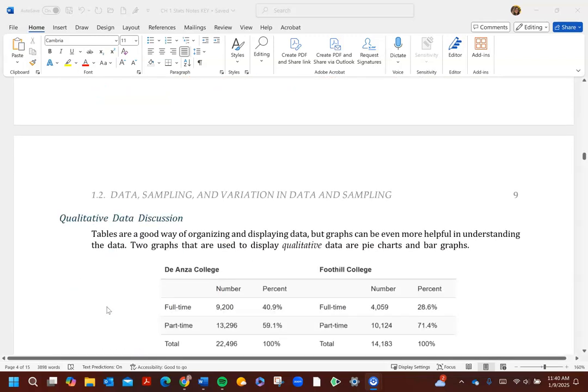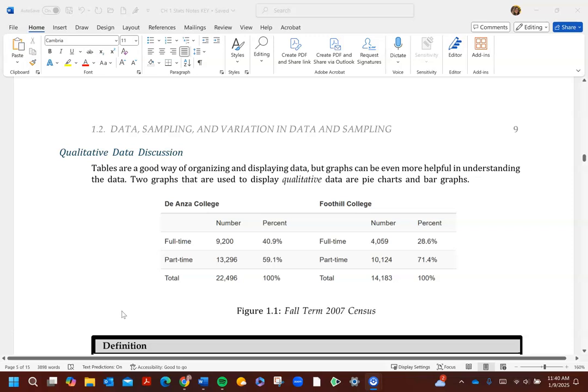Okay, now for the next part, we're going to look on the next page here. Qualitative data discussion. Tables are a good way of organizing and displaying data. They can be even more helpful in understanding the data. Two graphs that are used to display qualitative data are pie charts and bar charts. It really just depends on what you're doing and which kind of graph. We'll go into more detail later in the course, and we'll be using technology to make these. You can eyeball things from the tables fairly well, but a graph is even better.